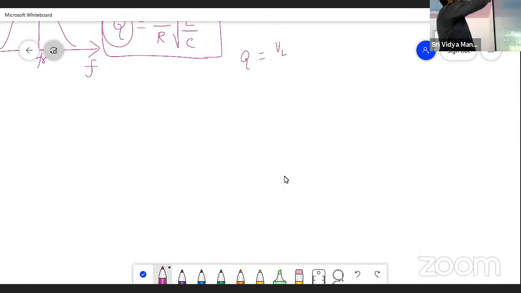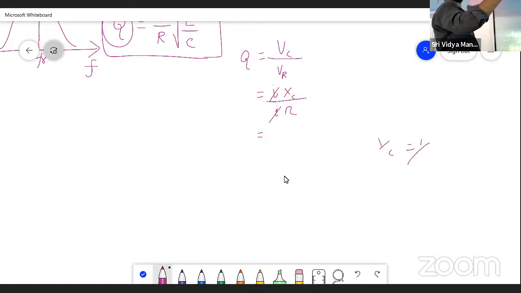So VL divided by VR, where the applied voltage V is equal to VR. So VL is equal to I times XL. Now we are discussing the capacitor. Already we have seen the VL value. Now the capacitance: VC divided by VR, so XC divided by R, the I cancels. XC is equal to 1 divided by omega C.